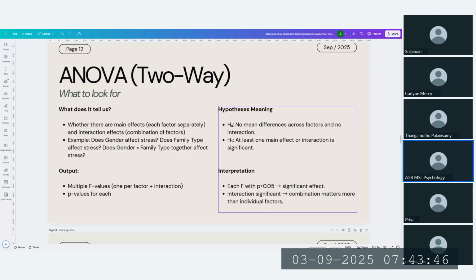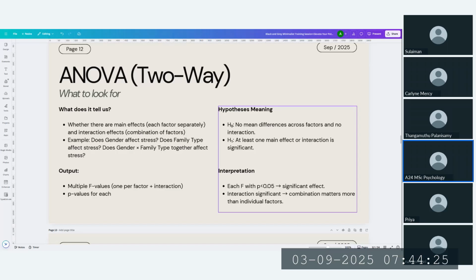So what the output of a two-way ANOVA is, typically you will get multiple F values. In one-way ANOVA, you will get a single F value. Here you will get multiple F values, and it will talk about differences across the factors. Same way as in the one-way ANOVA, as in any statistical test, each F value with a P less than 0.05 means there's a significant effect. Reject the null hypothesis. If it is greater than 0.05, you fail to reject the null hypothesis.